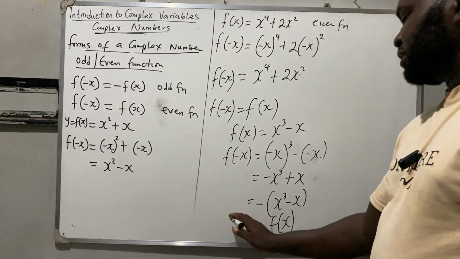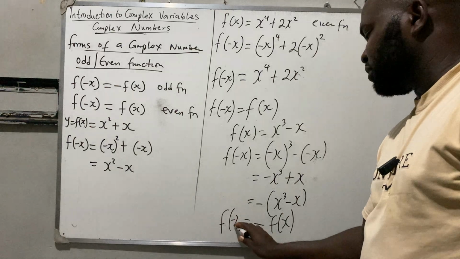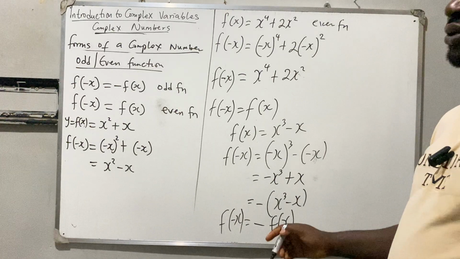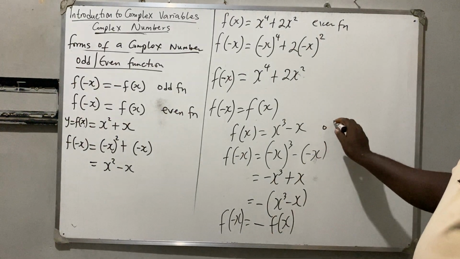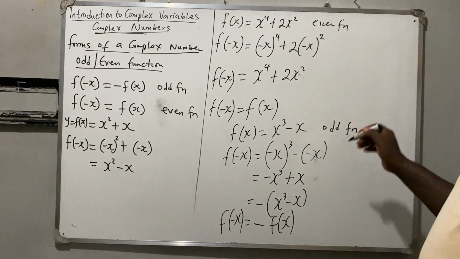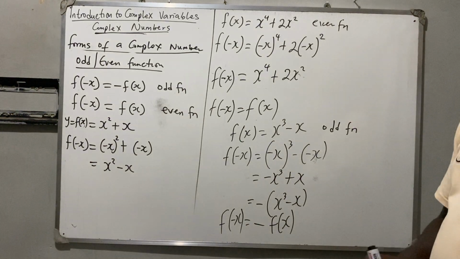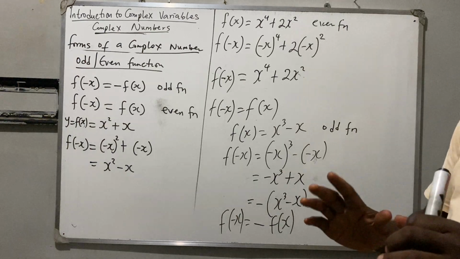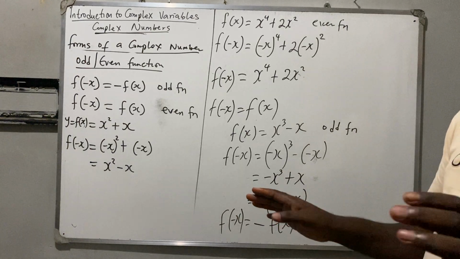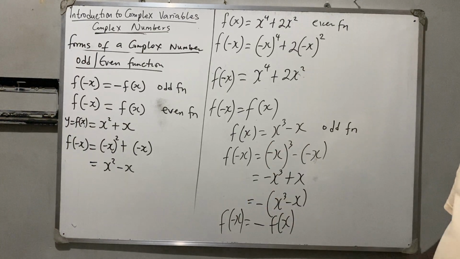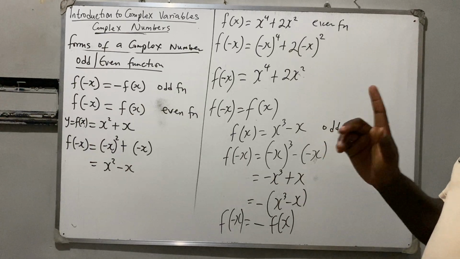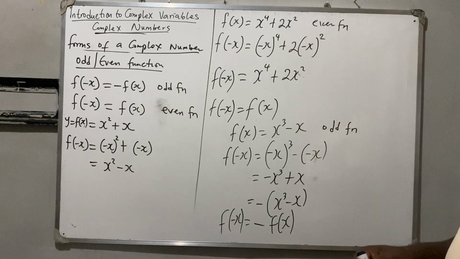Okay, so you see that our f of minus x is now giving us the minus outside. So this is basically an odd function. Okay, so why are we studying this? The reason is that you should know that in trigonometry, only cos is an even function. The rest are odd functions. Please note, only cos is an even function. The rest are odd functions.